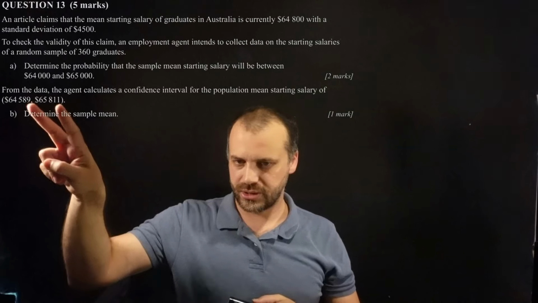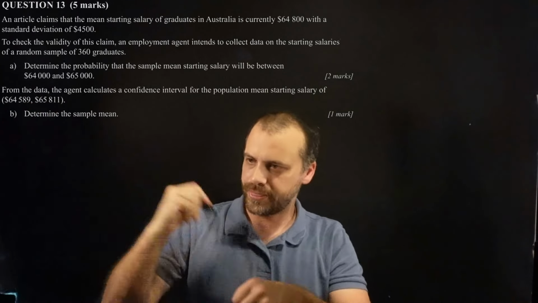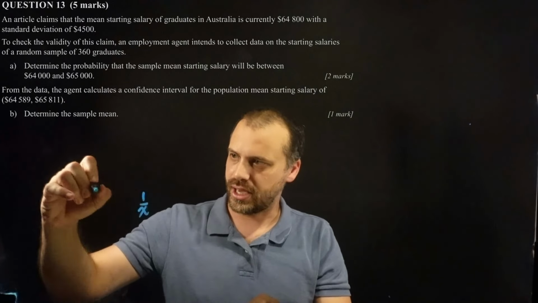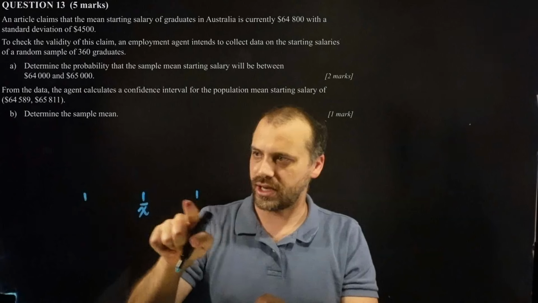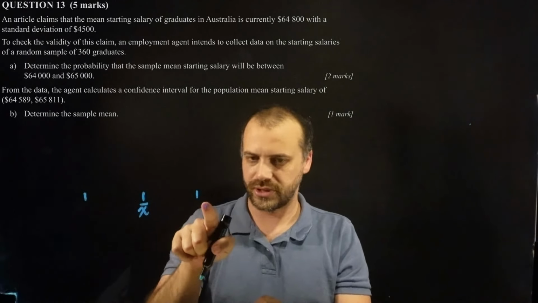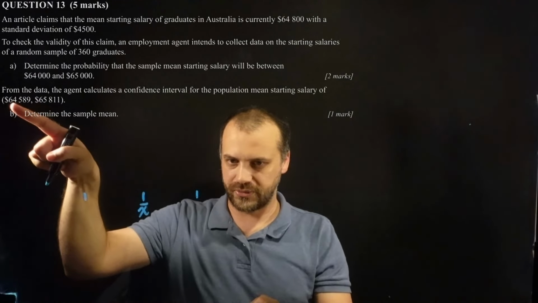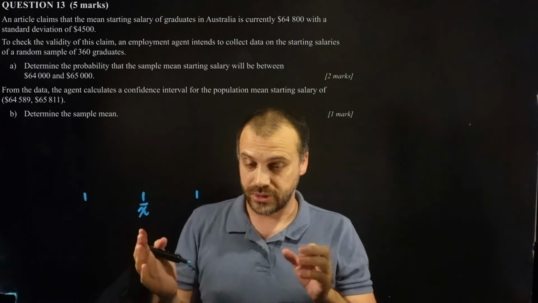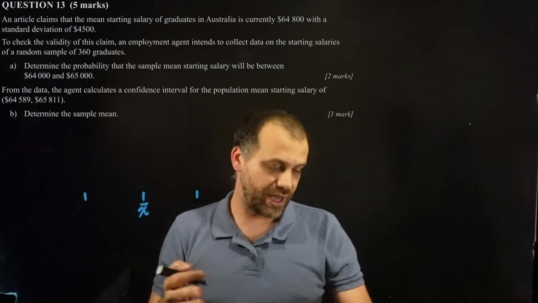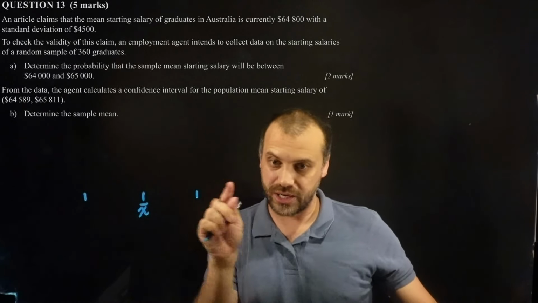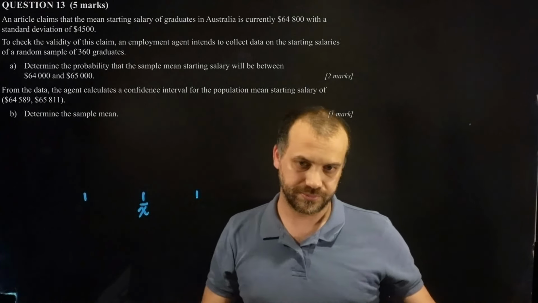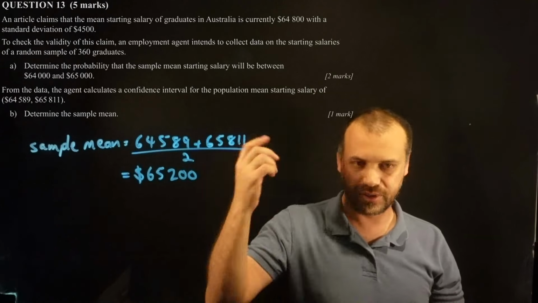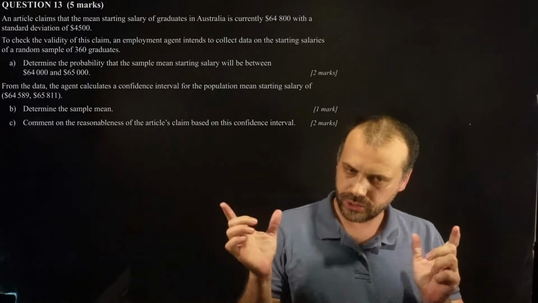When you are calculating your confidence interval, right, the sample mean sits right here, and either side of it are your lower and upper bounds, right? So to calculate the sample mean from these two values, I can just add them together and divide by 2. That will give me the middle value, give me the average if you like, which is right between these two numbers. That's it. It's a 1 mark question, so you get a mark for the answer 65,200. Add them together, divided by 2. Super simple.